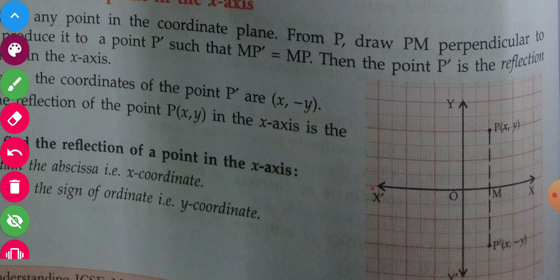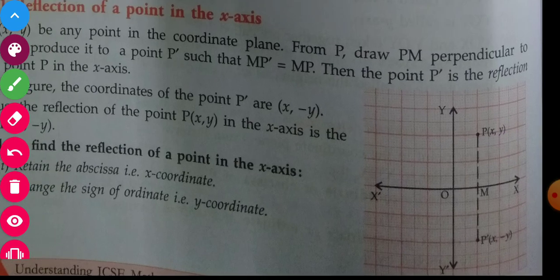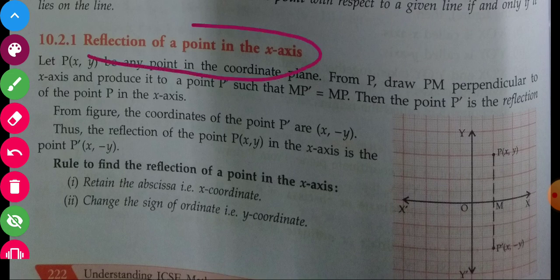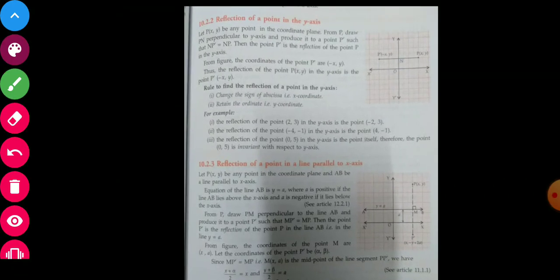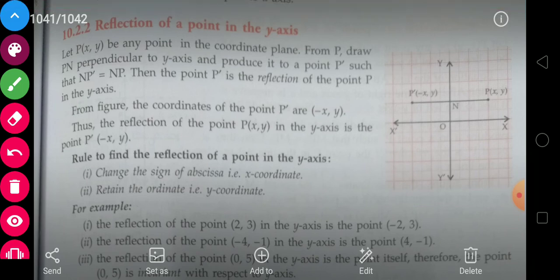So when you have reflection along the x-axis, that is the horizontal axis, only the y coordinate will have a change in sign. The x coordinate will be as it is. This is when the reflection of a point is in the x-axis, that means your axis of reflection is the x-axis. In that case only the y coordinate changes, the x coordinate is as it is, right? And this is the reflection of a point in the x-axis. Next we have reflection of a point in the y-axis. Now, let us see.